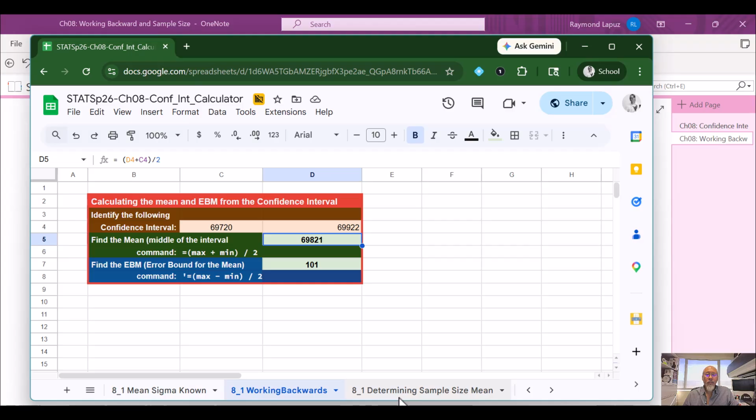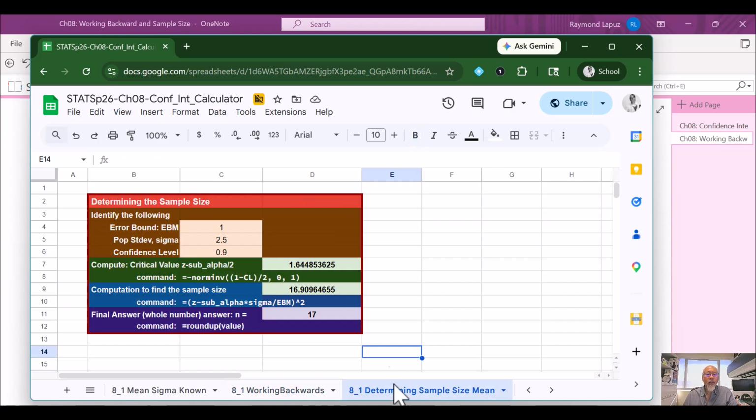This is going to be the third tab here, 8-1 or 8.1, determining the sample size for the mean. Let's click on that. You can see that it wants the error bound, the population standard deviation, and the confidence level. It calculates the z sub alpha over 2 for us, and then it calculates the sample size. But remember, you want the sample size to be a whole number, and so your final answer will be rounding up. We always have to round up in this particular scenario.